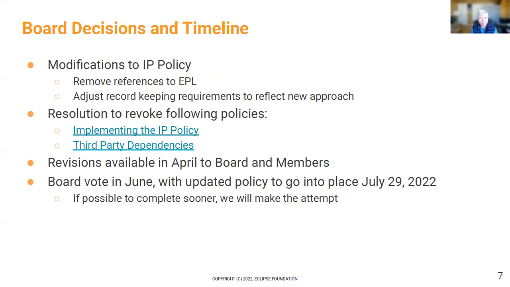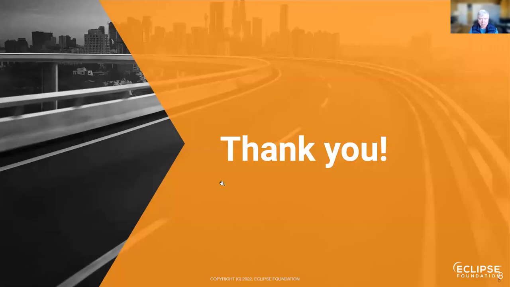We do have draft revisions to the IP policy that we'll be making available. Looking forward to anybody's comments on those. And the intent is to vote on this in the June board meeting, with the updated policy to go into place 30 days later, so tentatively scheduled for July 29th, 2022. Originally, when I did this presentation, I said if it's possible to complete sooner, we'll make the attempt. But I think at this point, it's safe to assume that this is the timeline that we're on. And I think that concludes my presentation, and I'm hoping that folks have questions.